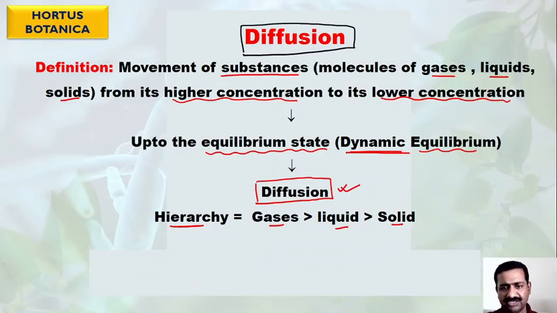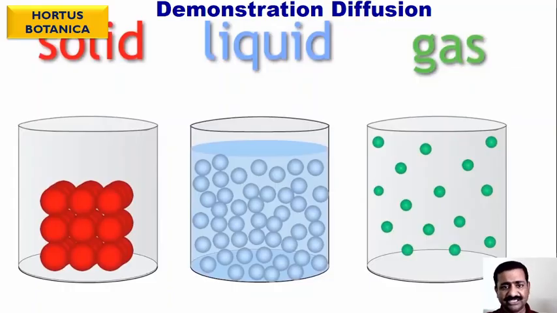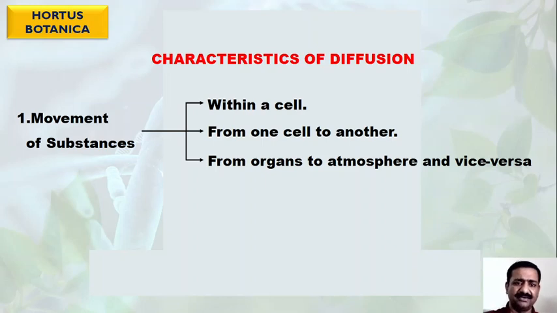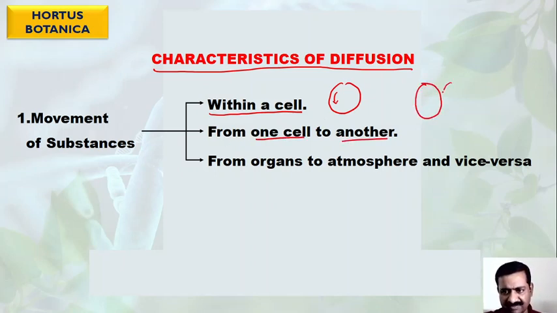So I told you what diffusion is, how it is based on the second law of thermodynamics, then I showed you the demonstration, and now we'll talk about the characteristics of diffusion. When we talk about movement of substances, that is diffusion, so it may occur within a cell. I told you within a cell movement is there, rotation is there, cyclosis is there. It may move from one cell to another. If you have a cell and another cell, the diffusion goes on depending upon so many factors. I will discuss that later on.